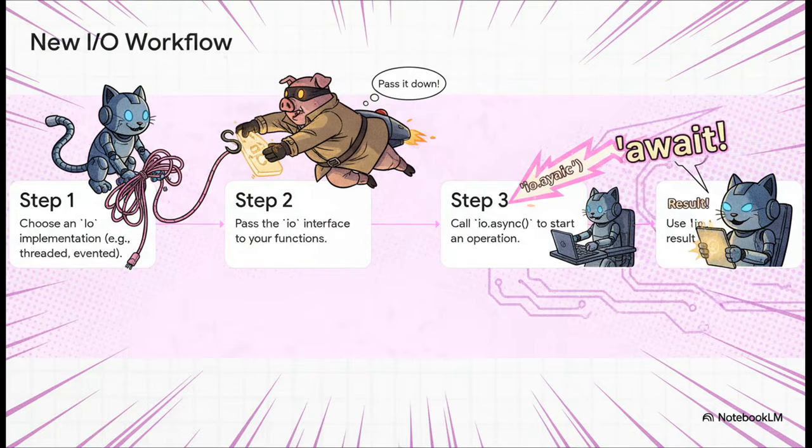So what does this actually look like when you're writing code? It's a really clear workflow. Way up at the top of your program, you decide how you want I/O to work. Maybe you pick an implementation that uses a thread pool, or maybe one that uses an event loop. Then, you just pass that I/O object down to the functions that need it. From there, any function can kick off an async operation and await the result without having a clue about the underlying implementation. It's super clean.